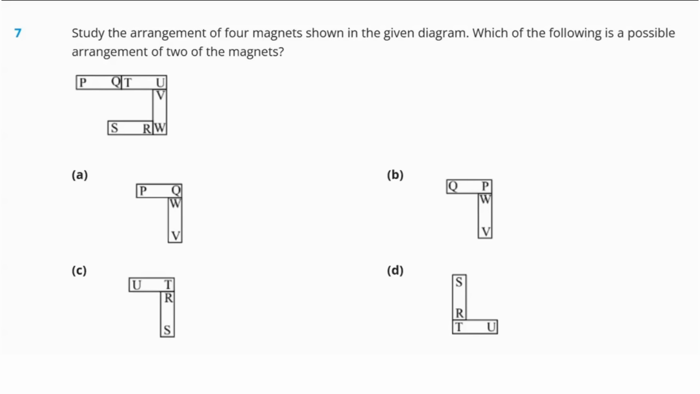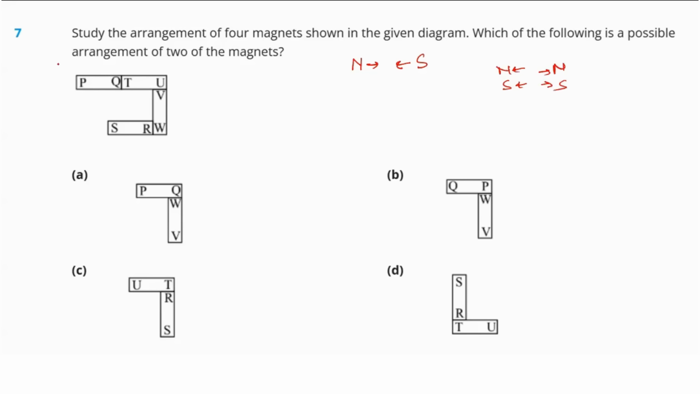Next question. Study the arrangement of four magnets shown in the given diagram. Which of the following is a possible arrangement of two of the magnets? Whenever this type of question comes, we need to remember one law. We have two poles, north and south. Opposite poles attract, whereas similar poles repel each other.